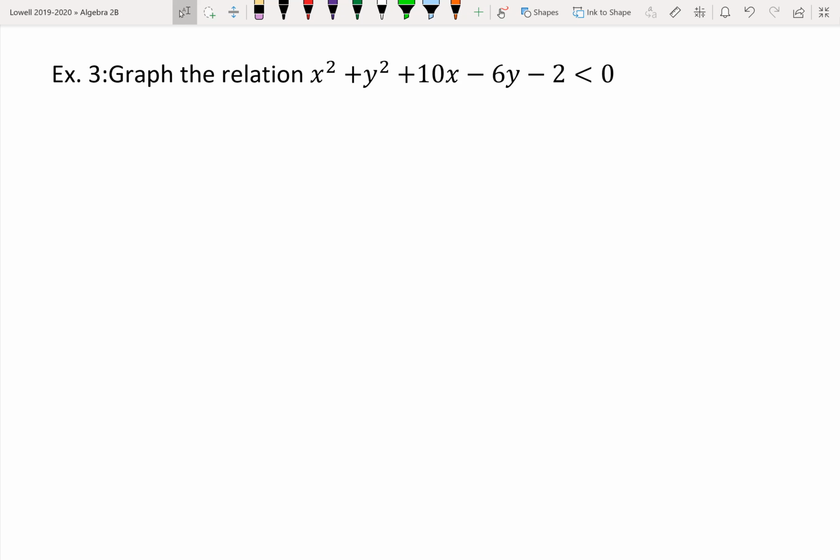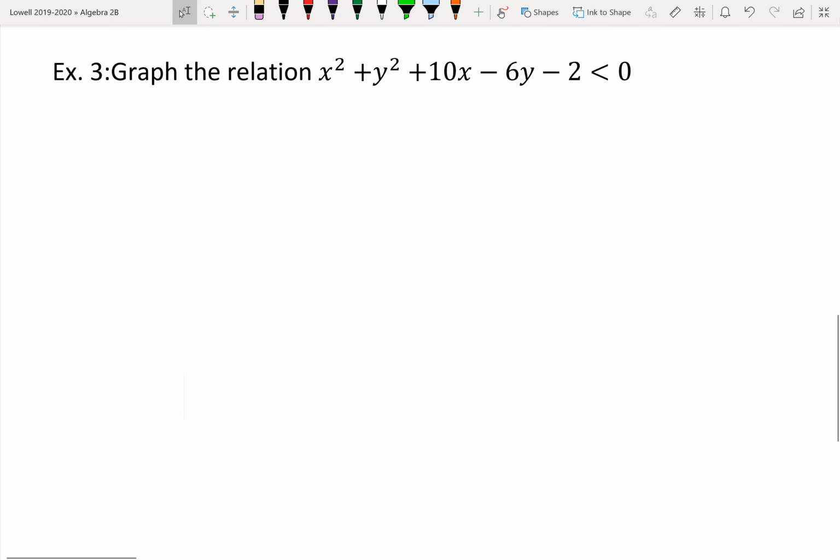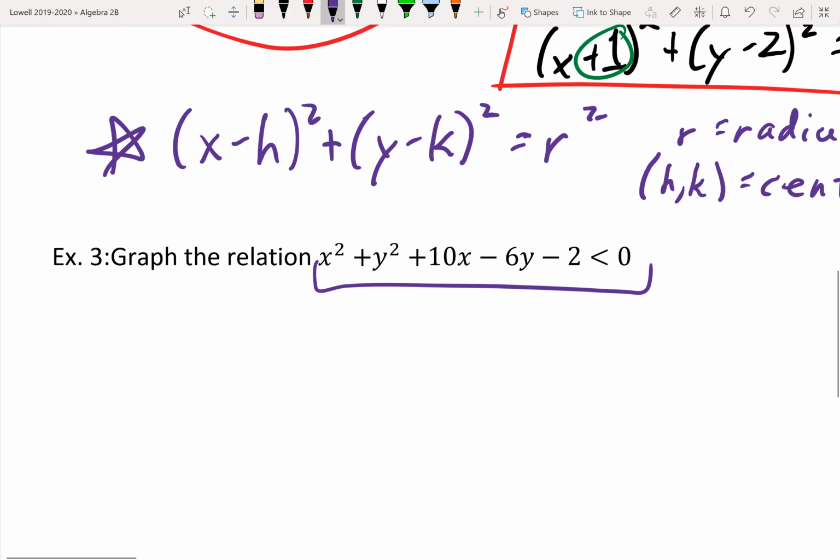Alrighty, here's an example of a circle question that I could give you. So the question is, graph this relation. And we notice two things. One, it's not written in the nice equation for a circle form like we see up here. So we're gonna have to do something about that. And also, it's not an actual equation, it's an inequality.